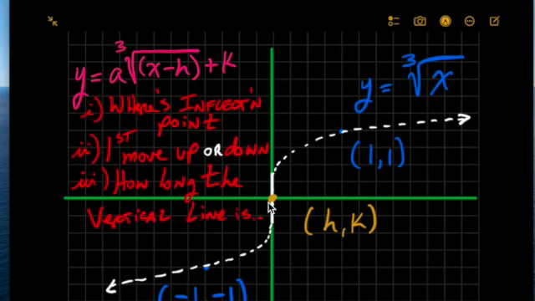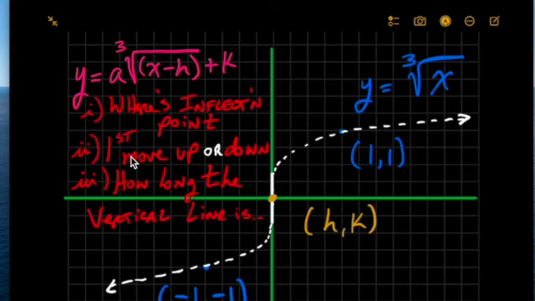The inflection point is where the trajectory of the graph changes. It's similar to the vertex of a parabola. As you know, if you have an upright parabola, it would look something like this. Then it hits the vertex and it changes trajectory. Same here with this inflection point. So the first thing is, where is this inflection point located? And this equation will tell you that.